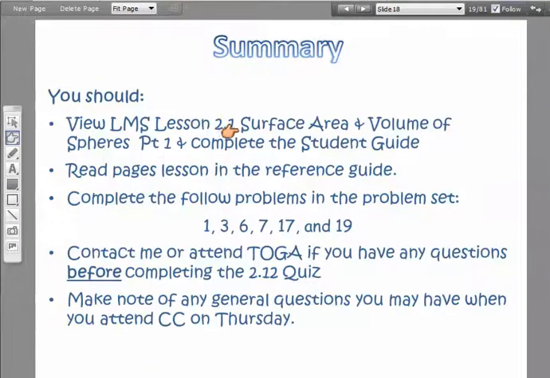Again, oh, I left out a 1 here. I mean a 2. So after you get finished watching this video, you need to read about the surface area and volume of spheres part 1, read the lesson in the reference guide, work these problems in your problem set to just get you all prepared to take that quiz. And then be sure to make note of any general questions you may have to ask in CC next Thursday.